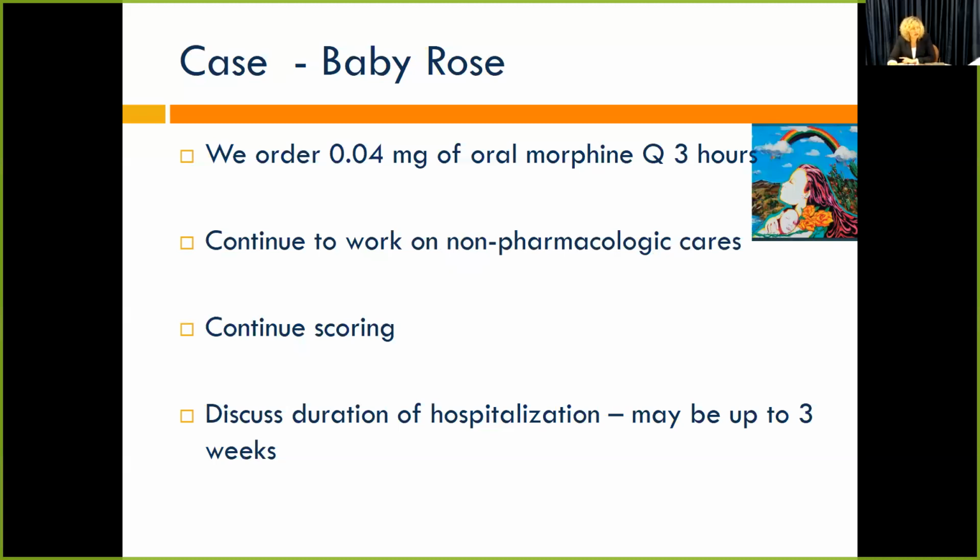We're going to continue scoring baby. We don't just start the medicine and then stop monitoring. Scoring is ongoing. Scoring is how we know that we are doing effective treatment for the baby, and also know when we can wean the baby. This is a very important time to have a discussion with the mom again about what the duration of hospitalization for her baby potentially could be at this point.